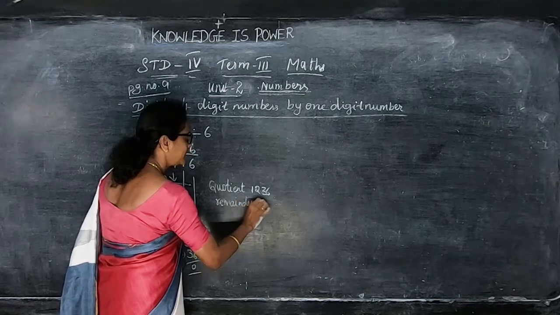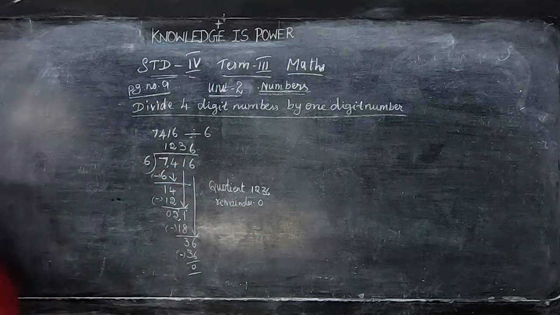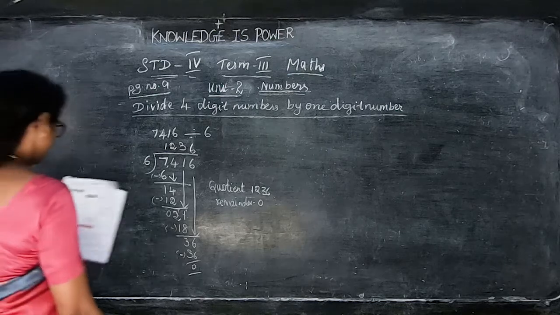Can you understand? This is the 4-digit number. Just like we did our 3-digit numbers, it is the same way for 4-digit numbers also.